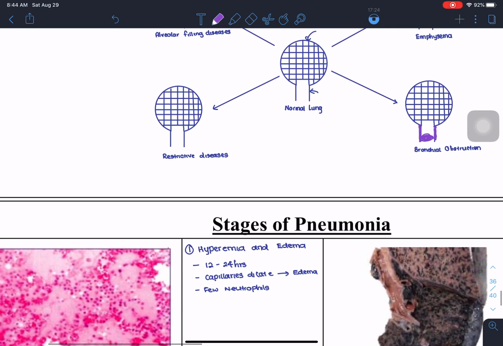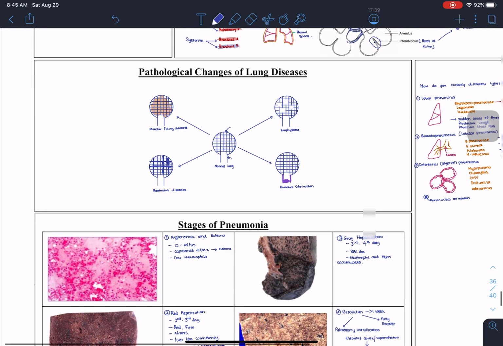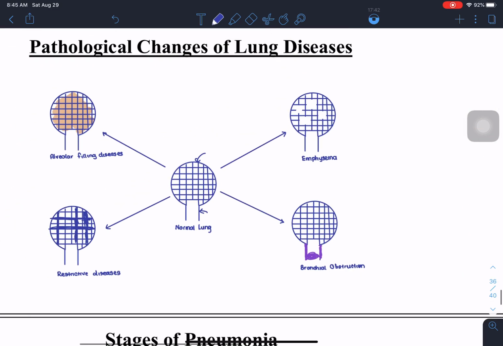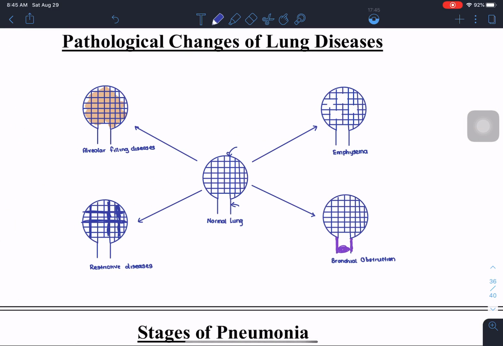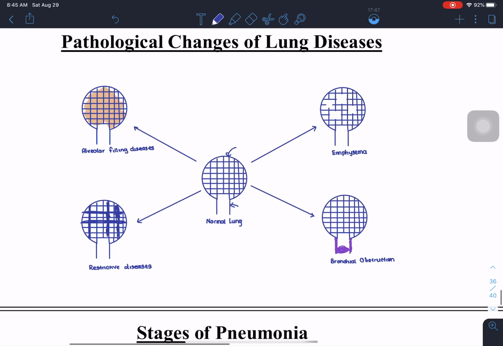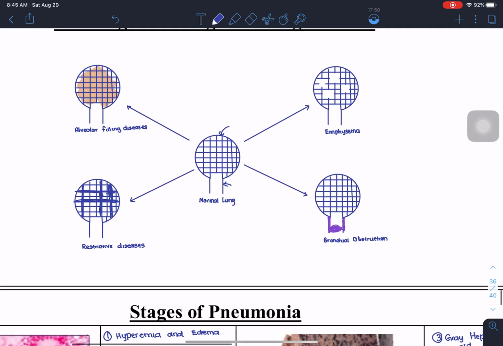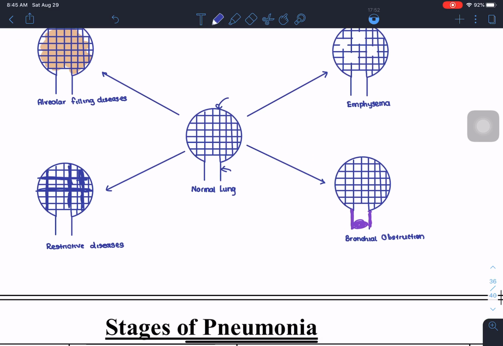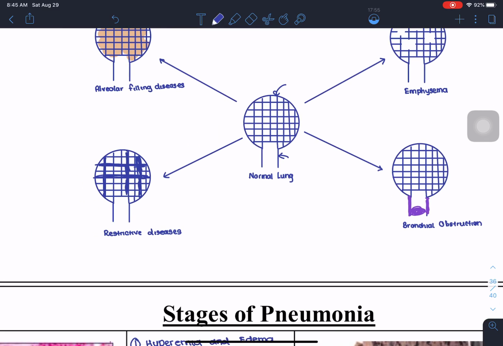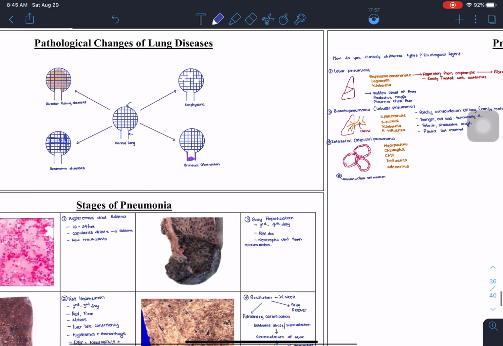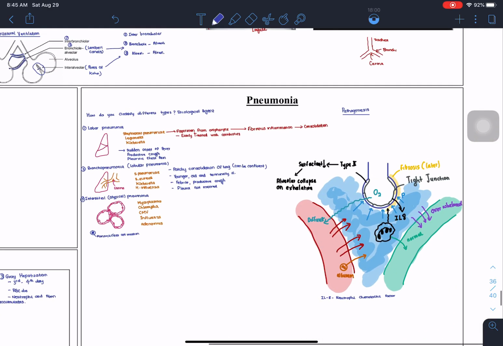And restrictive diseases are diseases in which these walls are thickened or hardened along with the deposition of substances. So the four pathological changes in lung diseases are: filling diseases, diseases which decrease the surface area, obstruction of the bronchi, and restrictive diseases. So next I will talk about pneumonia.